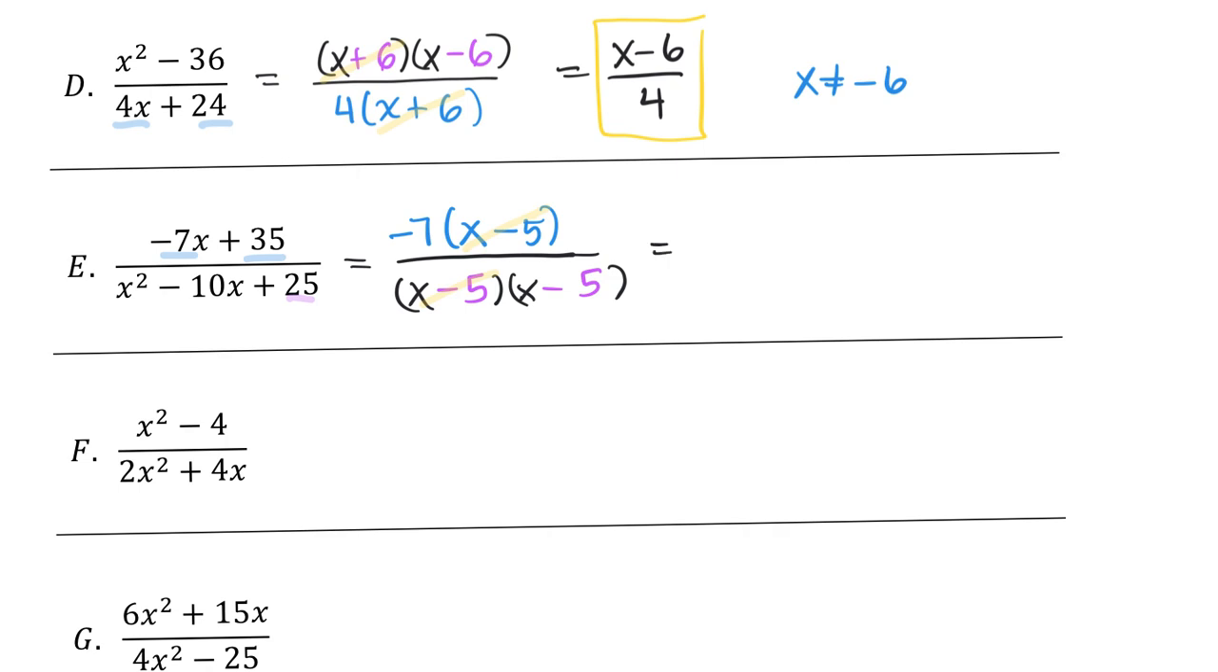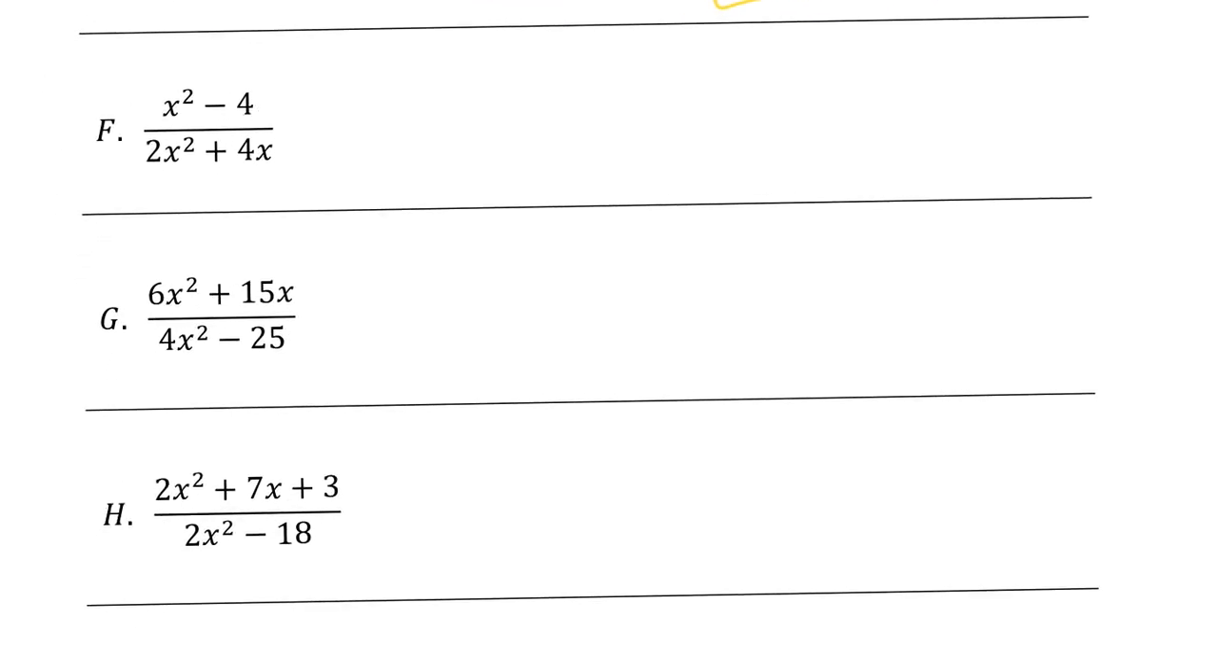So my simplified answer is negative 7 over x minus 5. Since they asked for my domain, I'm going to say what x cannot equal. This is what I canceled out. If I make this equal 0, I would add the 5. So x can't equal positive 5, because if I plug it in, I get a 0 at the bottom. Okay, let's do a few more together, and then you'll do the practice ones on your own.